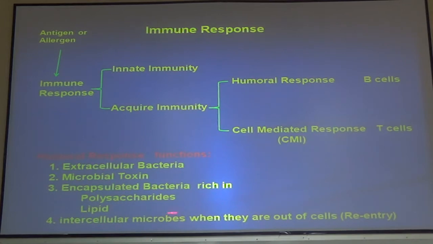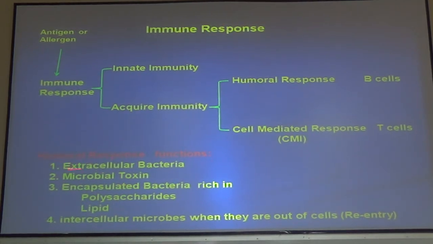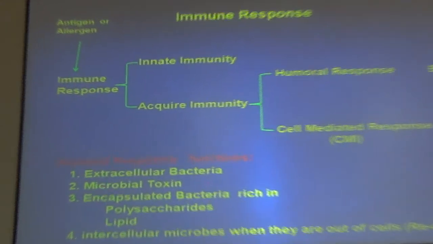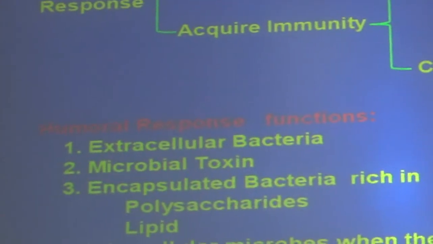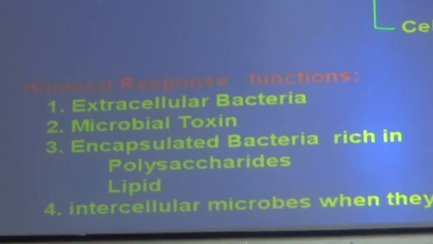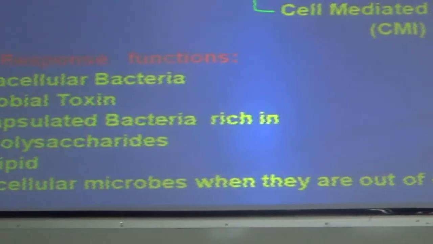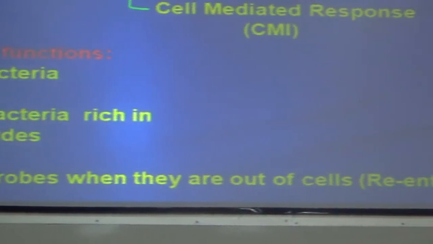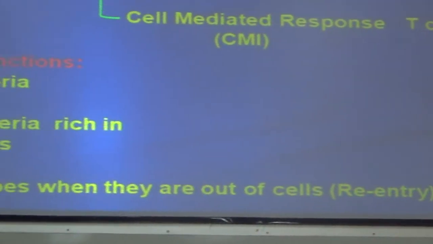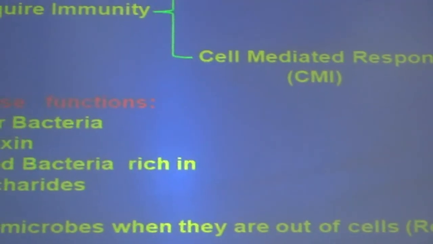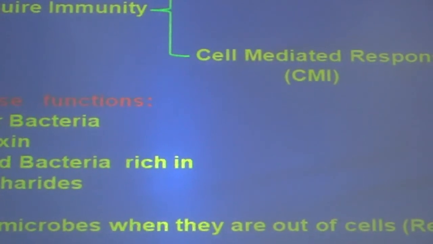But for humoral immunity, as you can see, a lot of types of antigen can be recognized and acted against. One of them is extracellular bacteria. It is a toxin that the bacteria usually use, like diphtheria. And also the most important one is those bacteria which have a capsule. And the capsule is mainly made of polysaccharide and lipid.